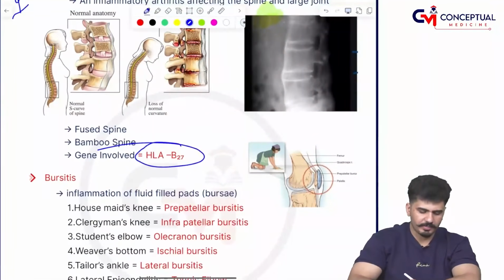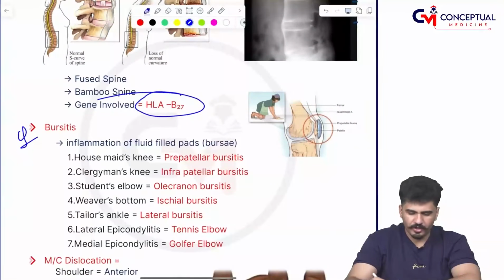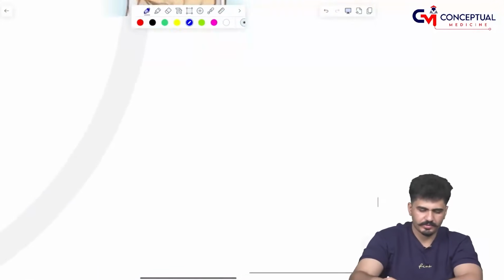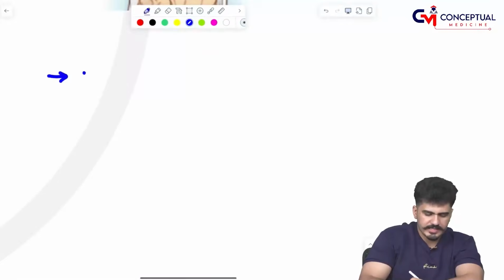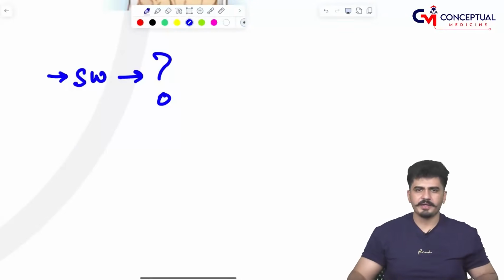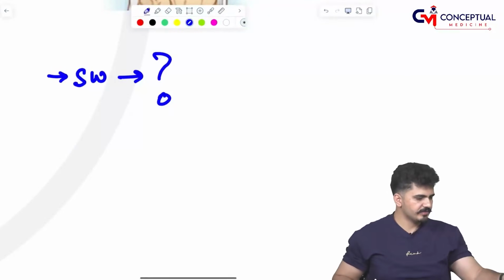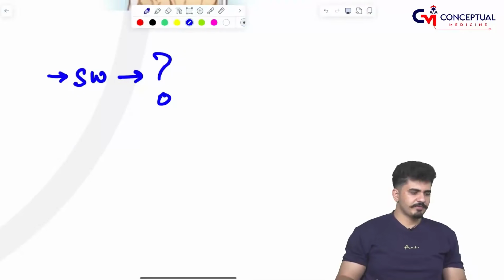Now coming to the next topic called bursitis. Before that, some questions are popping up for all of you. Please answer the question, sir. Question number 1. Sandwich vertebra is seen in. My first question for all my dear medicos.